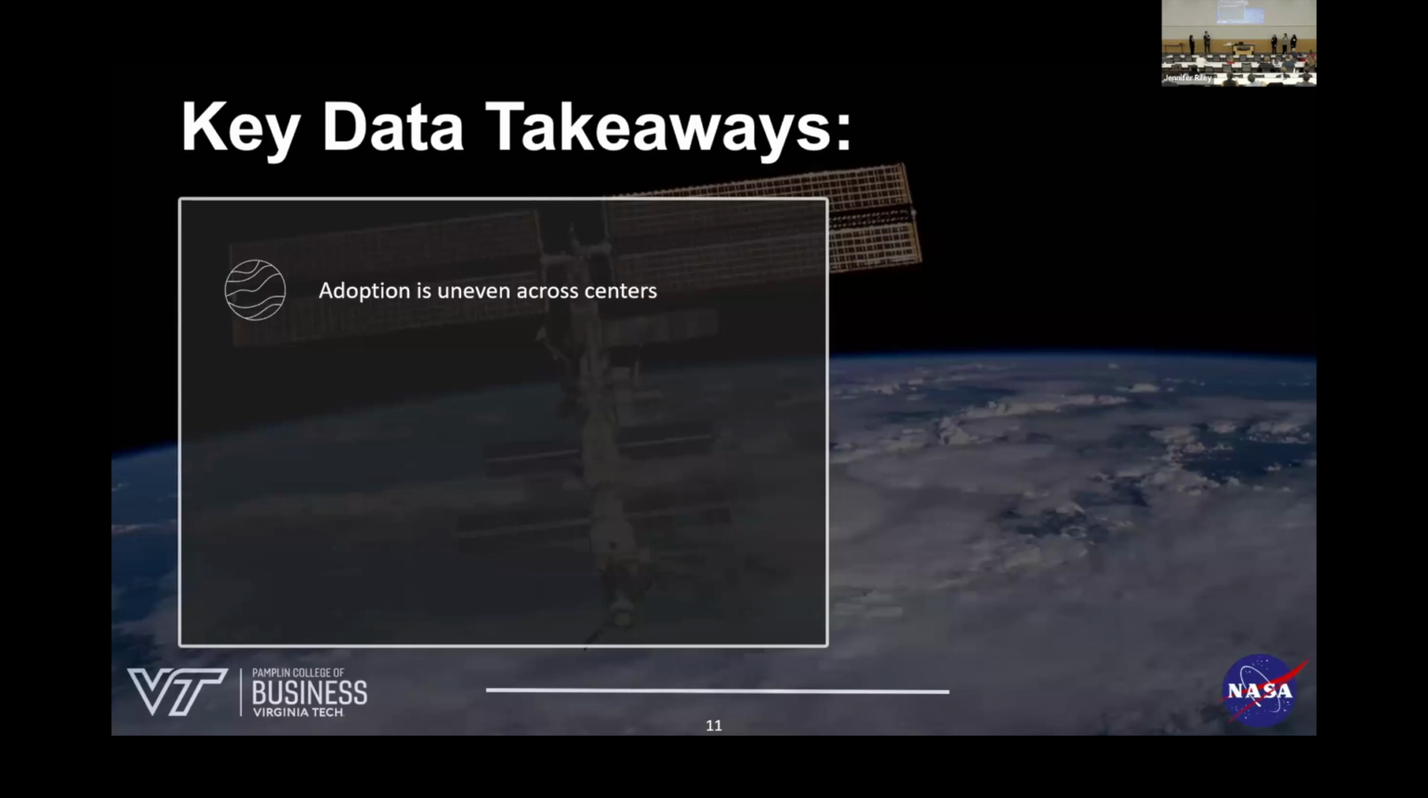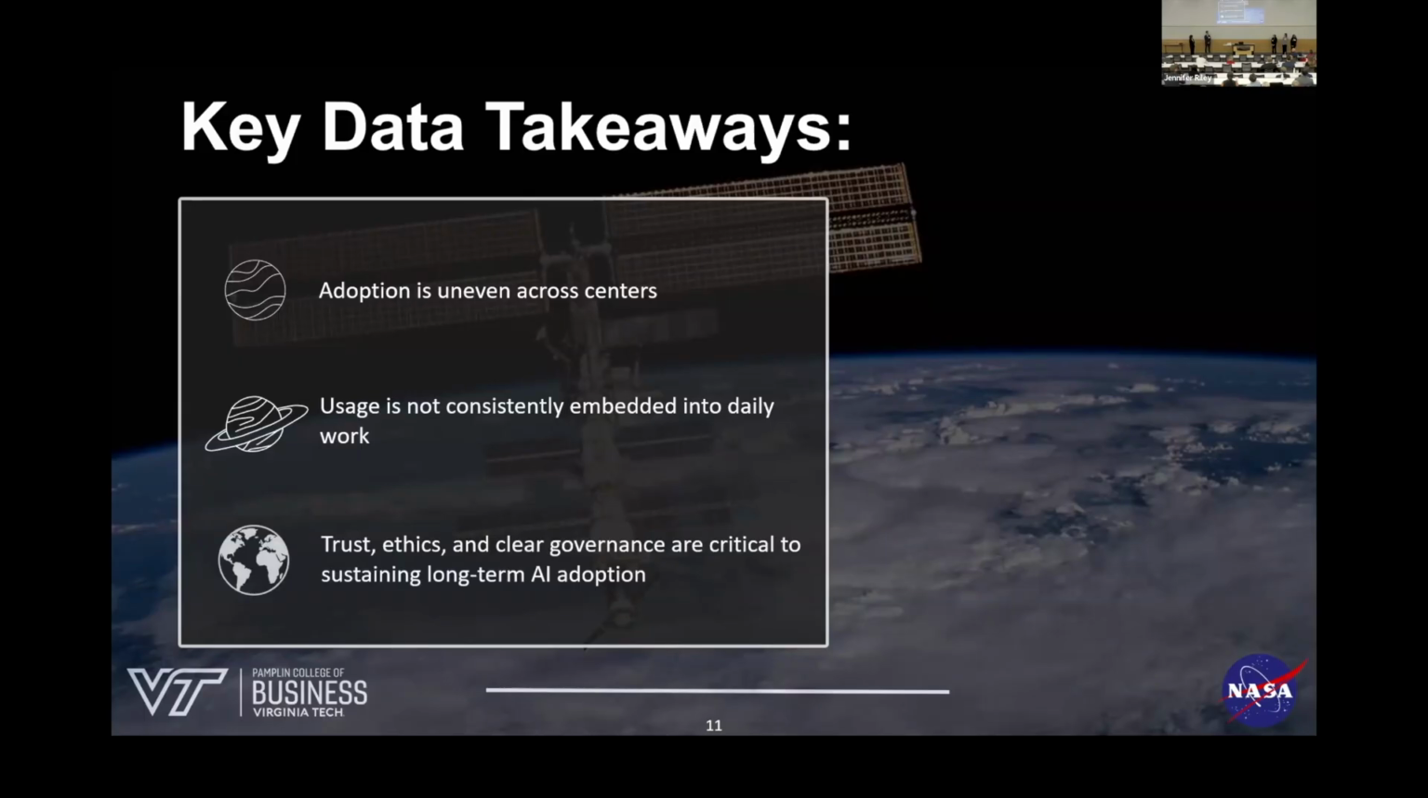Taken together, we have three key data takeaways that should guide NASA for future AI initiatives. First, adoption is uneven across the centers. Although initial interest is high, engagement still varies based on factors such as workforce readiness, mission needs, and organizational context. Second, usage is not consistently embedded into work. Although employees are consistently trying to explore AI capabilities, usage is still dominated in chat-based interactions rather than embedded into Microsoft applications. And finally, our analysis highlights the importance of trust, ethics, and sustained engagement. Throughout our stakeholder interviews and data analysis, employees consistently emphasize the need for trust, clear governance, and confidence that approved AI tools can support mission objectives responsibly.